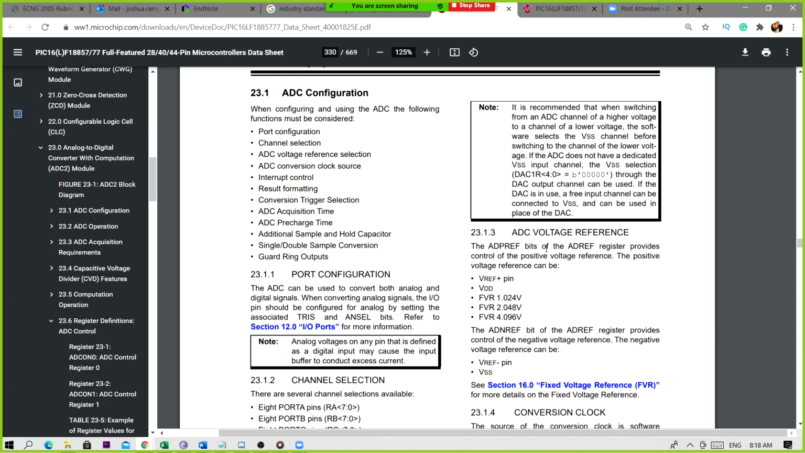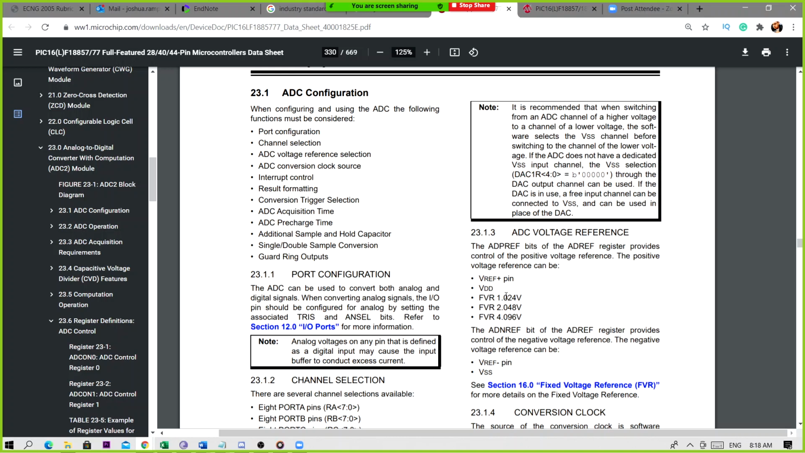The ADREF bits of the ADREF register provide control of the positive voltage reference. The positive voltage reference can be the VREF+ pin. All right, stop. The VREF+ pin. So there's a pin that's labeled VREF+ somewhere, right? So in other words, I could connect a positive voltage reference externally. That's option 1. What is option 2? VDD. All right. Option 2 is the positive voltage reference can be VDD. Option 3?